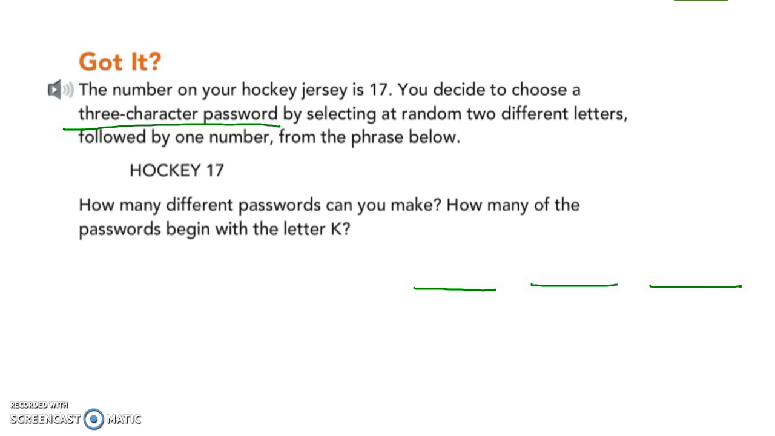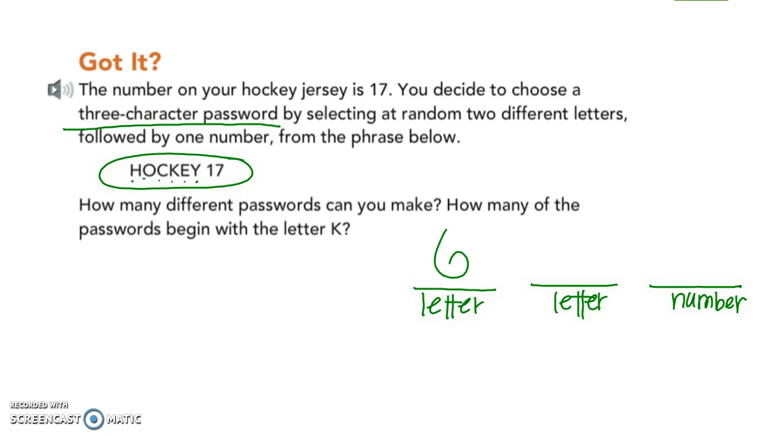Selecting 2 different letters. So I'm going to write under the first 2 that they are going to be a letter. And then followed by 1 number. So I'm going to write number. Okay? Alright, and the letters and the numbers have to come only from this. So we're not thinking the entire alphabet or number system. We're just choosing from those letters. How many letter choices am I going to have? I have 1, 2, 3, 4, 5, 6. I have 6 different letters that I can choose from.